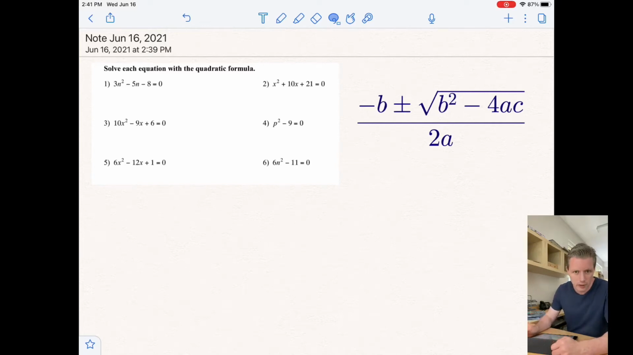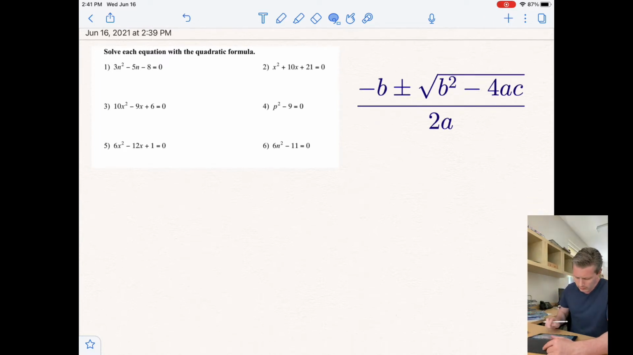All right, guys, in this video, I am going to show us how we go about solving quadratic trinomials using the quadratic formula: minus b plus or minus the square root of b squared minus 4ac all over 2a. I will answer questions 1, 3, and 5, and then I will ask you to try questions 2, 4, and 6 yourself.